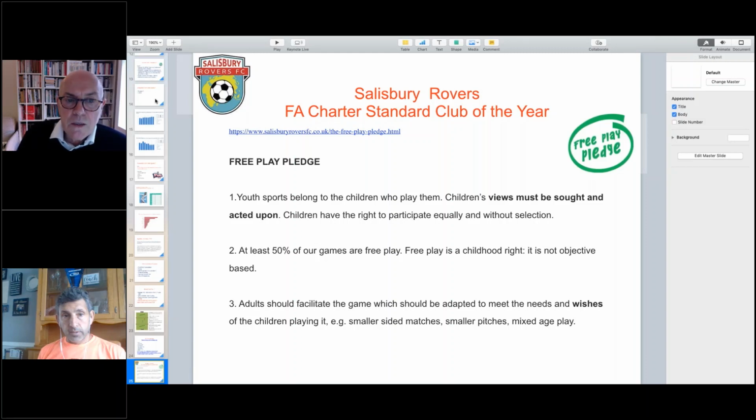Have a look at this particular club in England. They've been voted the FA Charter Standard Club of the Year. They have waiting lists. Their problem is capacity, and their simple free pledge is that, first of all, the children's views must be sought, and at least 50% of the games are free play, and the adults should facilitate the game to meet the needs of the kids.